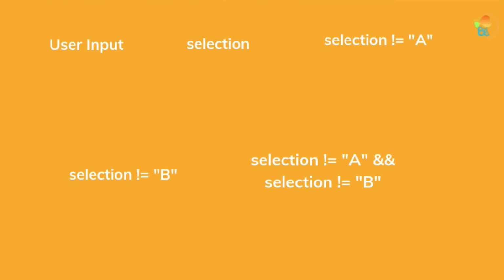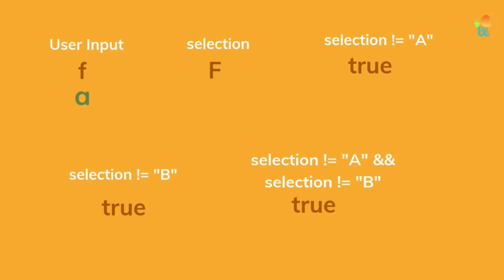If a user enters lowercase f, then first it will transform to uppercase F and then it will check the first expression: selection not equal A, but it is F. So the expression is definitely true. And then it will check the next expression. Here selection not equal B, so the expression is also true. As both expressions are true, the condition is true, and the loop will keep executing.